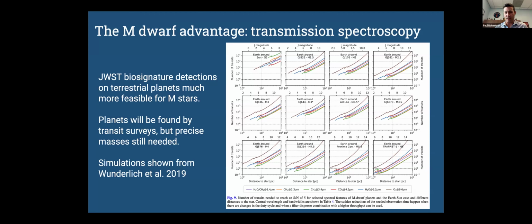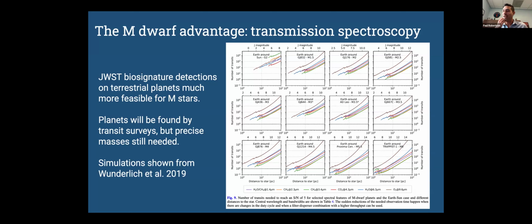And it's as a function of distance, we're taking these stars and placing them at arbitrary distances. And you can see that the M dwarfs are where we can really start to detect these molecules in a reasonable number of transits with James Webb. And if only those Proxima planets would transit.